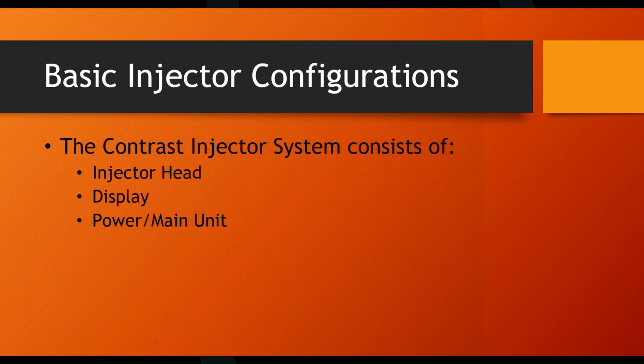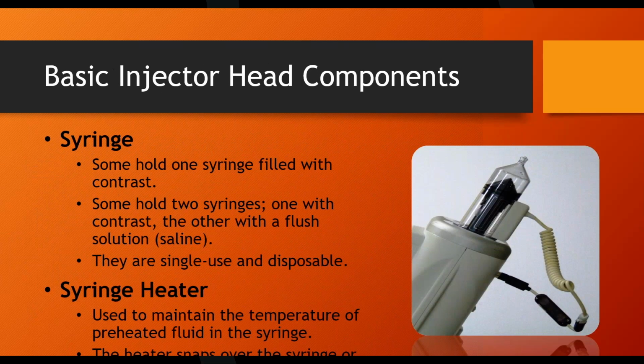There we go. I actually talked about this already. Talked about the syringes. Some hold one syringe filled with contrast, some hold 2. General rule of thumb, remember there are 3 kinds of contrast injectors: CT, MR, and angio. CT and MR use 2 syringes, pretty much always. There are some CT injectors that just have a contrast syringe, but they are very rare. Most CT injectors will be a dual head injector, meaning 2 syringes, one for contrast, one for saline.